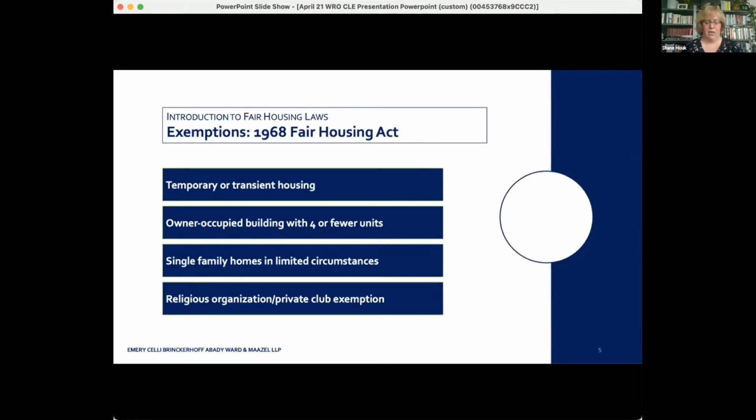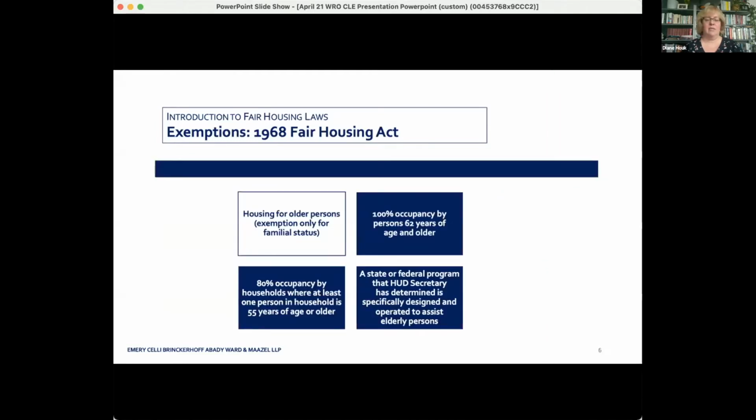So going to the next slide, there's another category of exemptions under the federal law, which has to do with housing for older persons. The exemption here is limited only to family status, meaning these are the types of housing which can refuse to rent to households with children and can have a policy of adults only. And there are only three kinds under the federal statute.